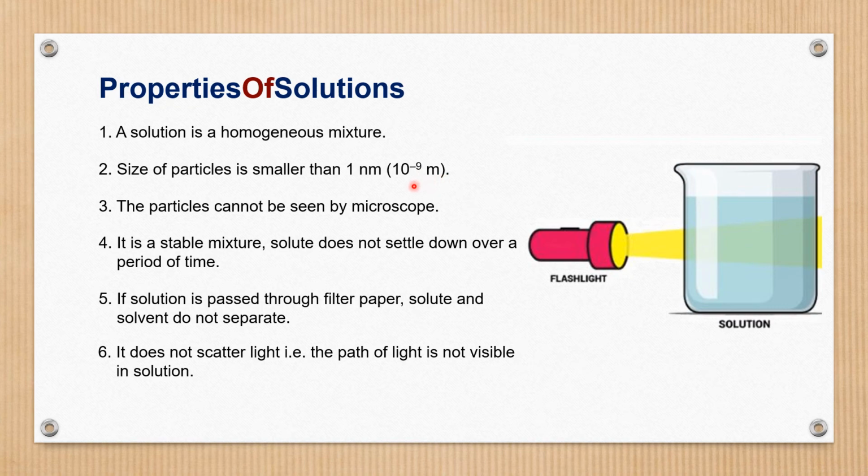What that means is the size of particles is very small. When we take a salt solution or sugar solution, we cannot see the particles, because the particle size is that small. So that is the second point: size of particles is smaller than 1 nanometer. Nanometer is a very small unit of length. So think about the size of that particle.